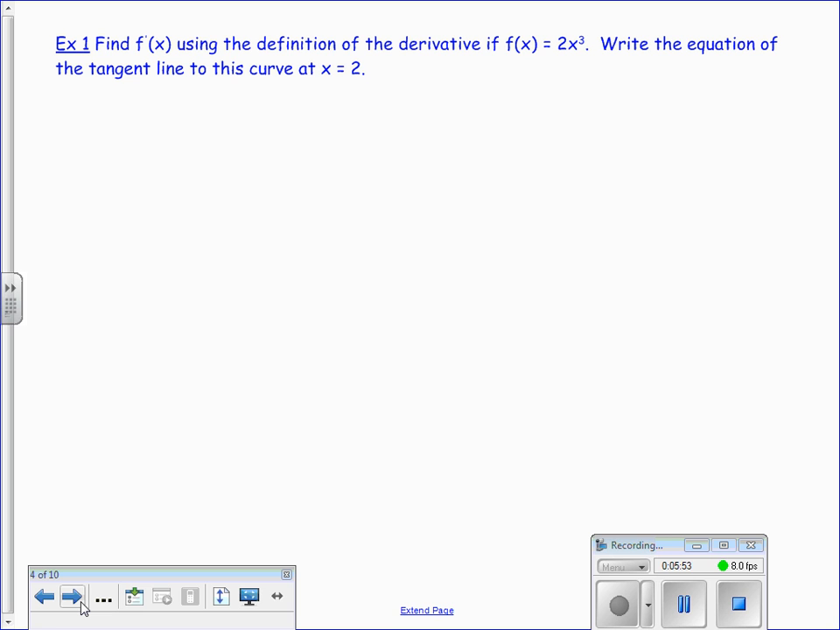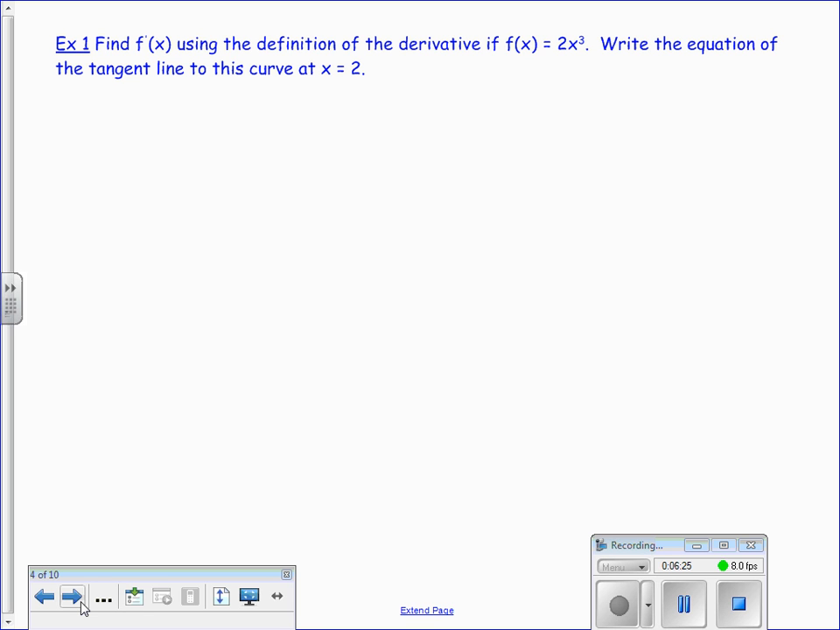Okay, example number 1, find f prime using the definition of the derivative, and I promise this will be the last time you have to do this, because we're going to start learning shortcuts coming up. But you do have to do this. Find f prime of x using the definition of the derivative if f of x is equal to 2x cubed. Write the equation of the tangent line to this curve at x equals 2.